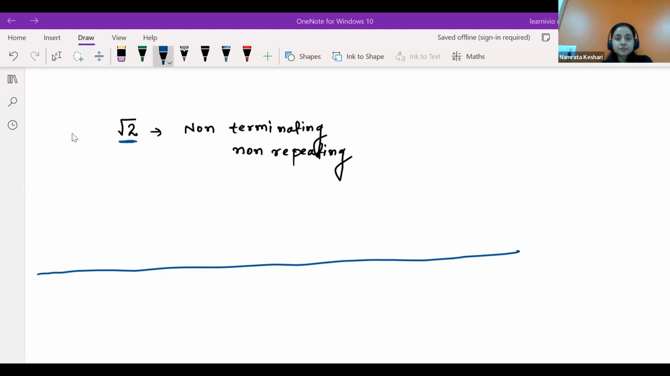So root 2 we have to represent accurately. We don't know the value of root 2. If we try thinking about where exactly we can locate root 2 accurately, that is not possible. There is a trick which will help us, and the trick is to use the Pythagoras theorem. In the Pythagoras theorem we already know that.